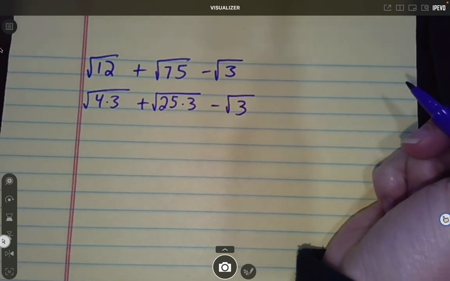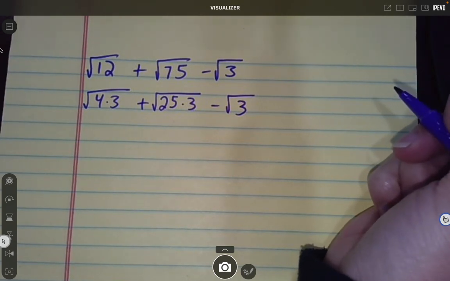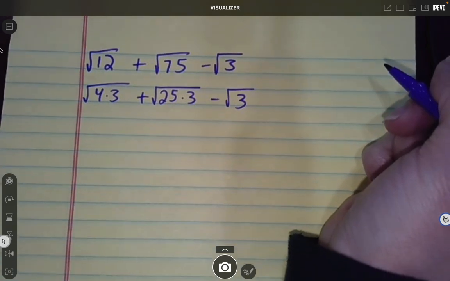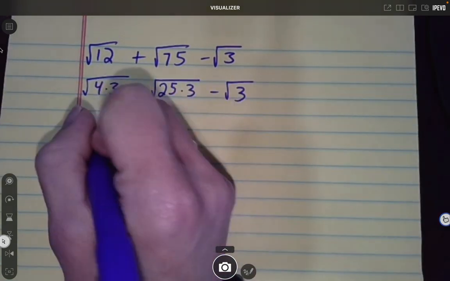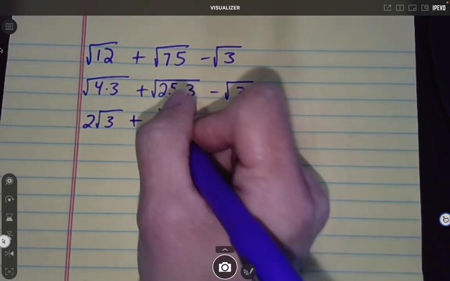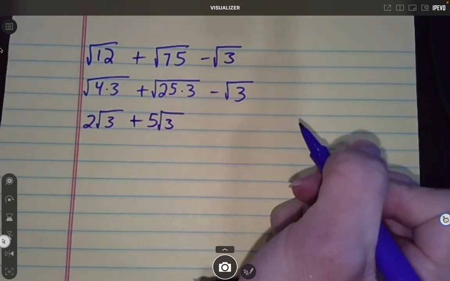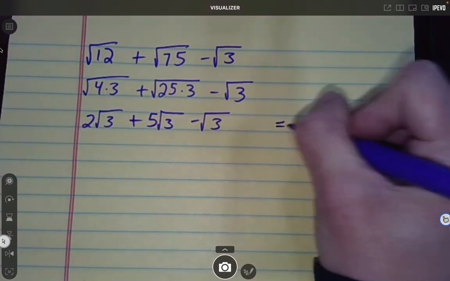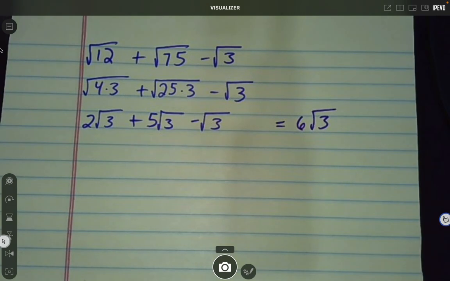Yeah, so now we have the square roots to take it out. Now we take the square root, and what are they all going to have underneath the root? A 3. Okay, we're adding one extra step. So what's the square root of 4? 2. There's my square root of 3. What's the square root of 25? It's 5. Leave my square root of 3. Square root of 3. Can we combine them? So 2 plus 5 is 7 minus 1. There's 6 square root of 3.